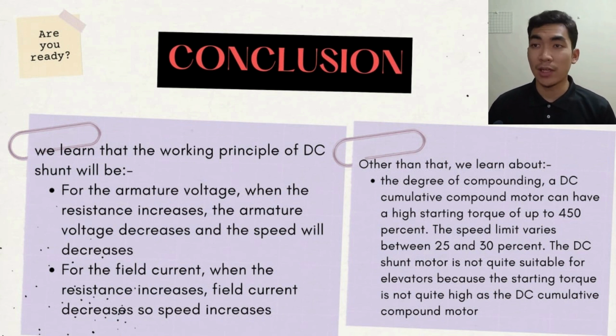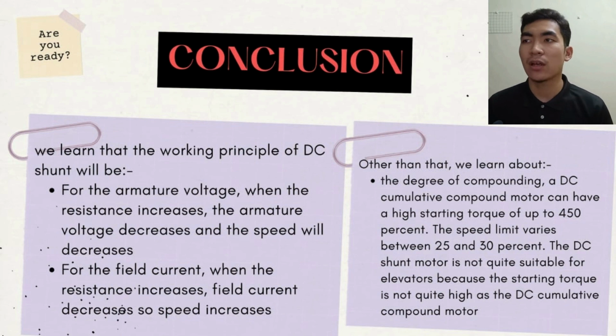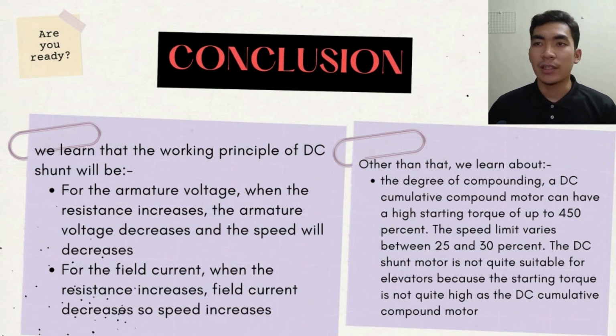Other than that, we learned about the degree of compounding. A DC cumulative compound motor can have a high starting torque of up to 450%. The speed limit varies between 25 and 30%. However, the DC shunt motor is not quite suitable for elevators because the starting torque is not as high as that of the DC cumulative compound motor.